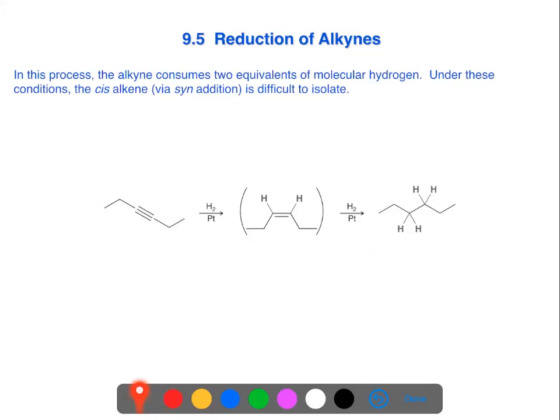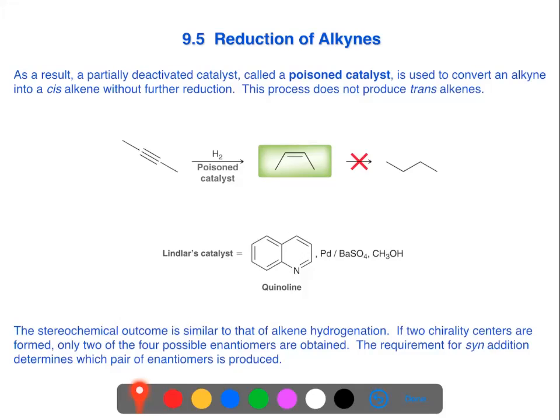However, we do have a synthetic strategy that allows us to stop the reaction at this stage. And the trick really is to use a poor catalyst, a catalyst that isn't so efficient in reacting with this cis-alkene. And so let's look at that example now. To carry out this reaction that stops at the cis-alkene, we use what's known as a poison catalyst, or a partially deactivated catalyst that is unable to convert the cis-alkene to the alkane.